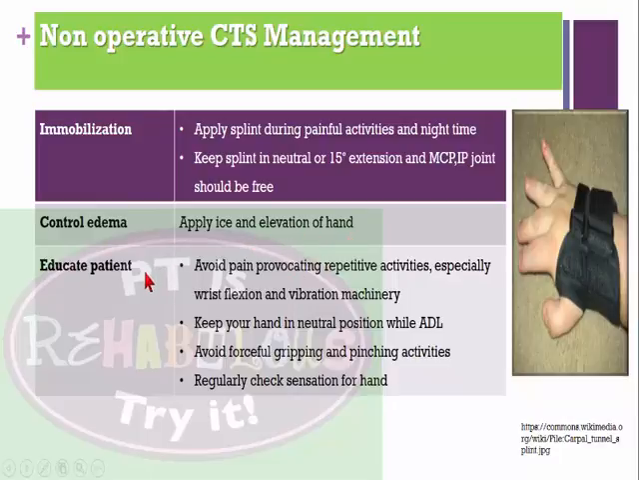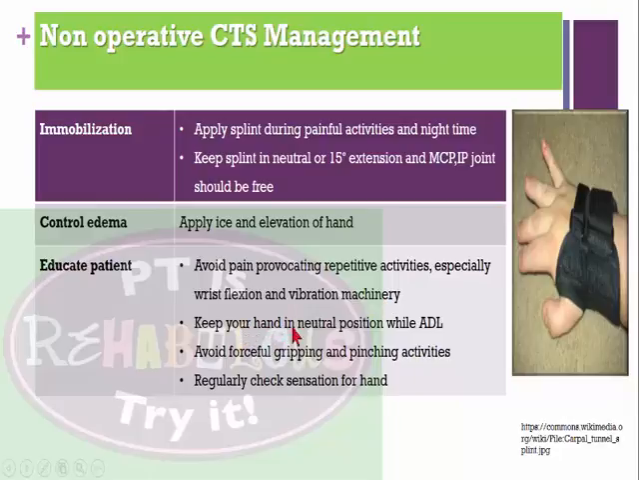As a physiotherapist, we have to educate the patient. So what will we educate them? We have to tell them they should avoid pain-provoking repetitive activities, if they are doing hammering or knitting. They have to avoid that kind of activity for some period, especially activities which aggravate their pain during wrist flexion, and vibratory machines.